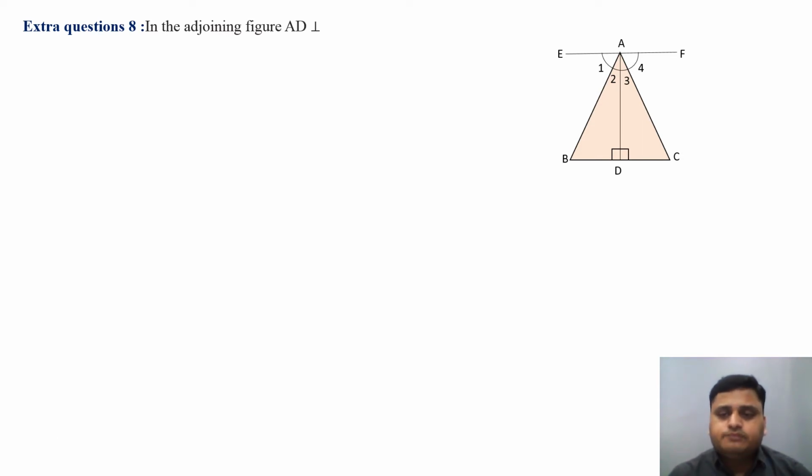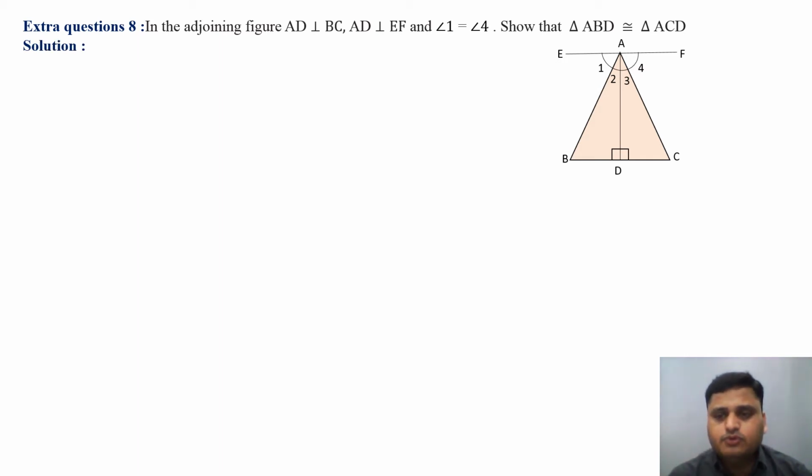In this figure, AD is perpendicular to BC, and the same AD is perpendicular to EF also. One more thing is given in this question, that angle 1 is equal to angle 4. We need to show the following thing. Let's see. We need to show triangle ABD is congruent to triangle ACD.